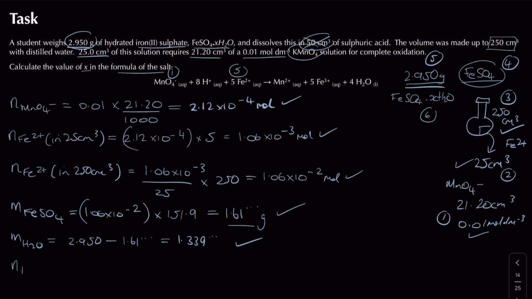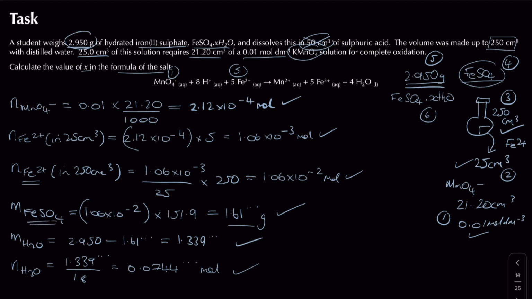Now I need to find the moles of water. So of course, I'm just going to do 1.339 divided by 18, which is the MR of water, and then I end up with 0.0744 itself. That's how many moles we've got of water. Now, one thing to bear in mind before we move on is that the number of moles of iron 2 plus in 250 centimeters cubed is the same as the moles of iron sulfate itself.